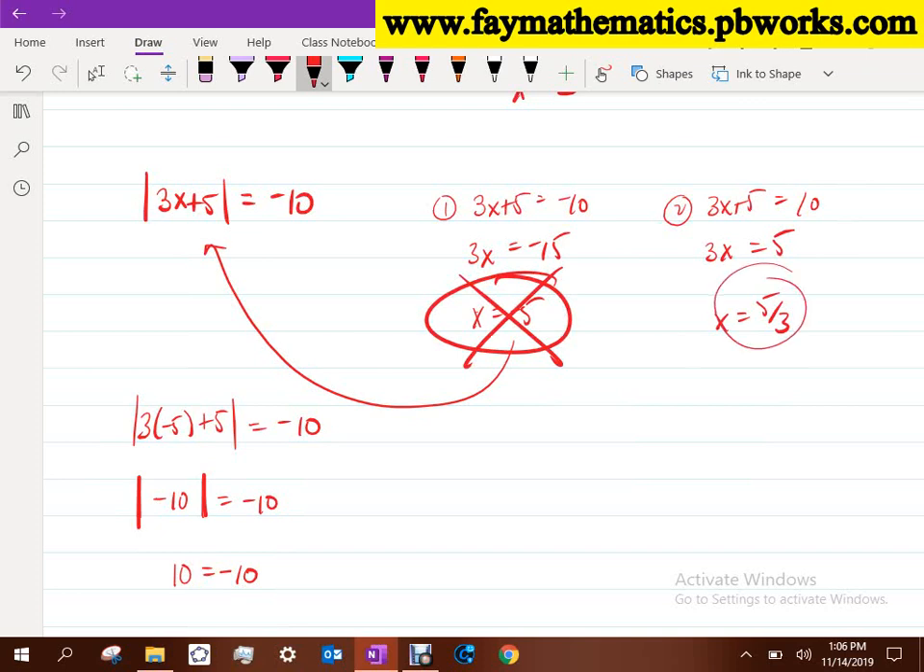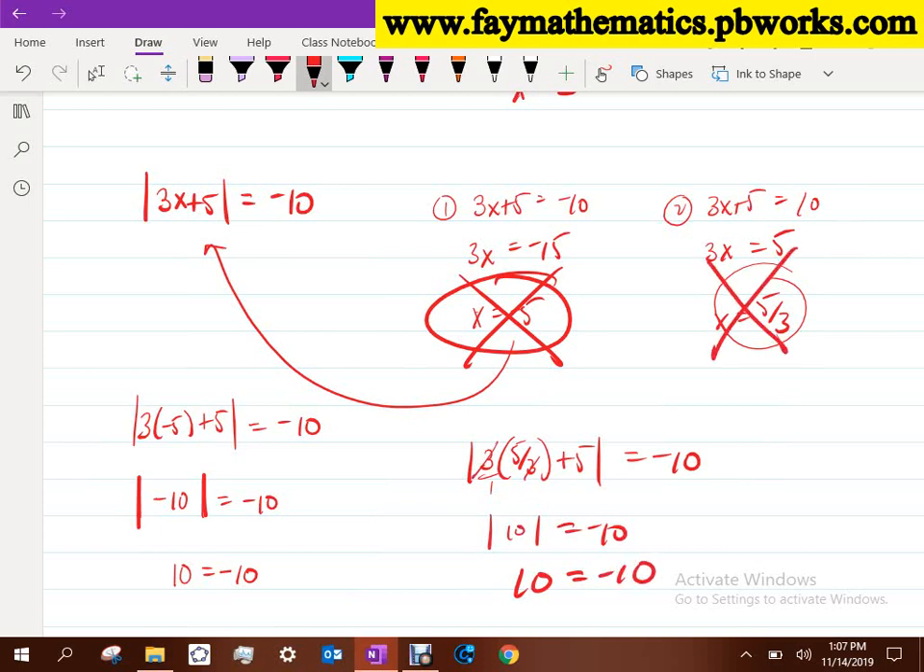Let's try 5/3. If I plug 5/3 in, what's 3 times 5/3 plus 5? Does that equal negative 10? What's 3 times 5/3? What happens to the 3? So it's 15 over 3, right? 15 divided by 3 would be just 5, right? So that 3 and that 3 really cancel out. What's 5 plus 5? 10. What's the absolute value of 10? 10. Does 10 equal negative 10? No. So is that an answer?